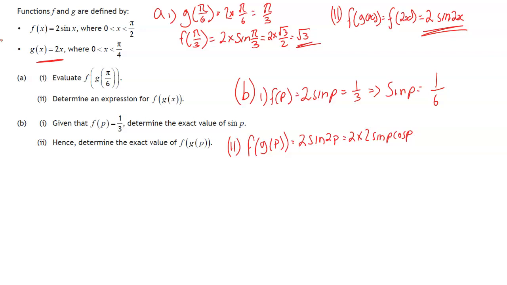Always bear that in mind. Sine 2p is totally different from sine p. Rule of thumb, if you ever see a sine 2p or a cos 2p, go back to your double angle formula in your expansions and use them to write it in terms of sine p or cos p, or a combination of both, and then work with it when you've got exact values.